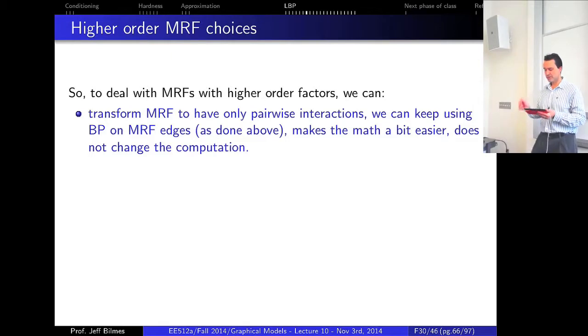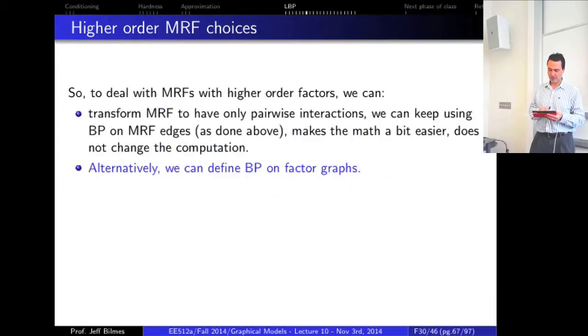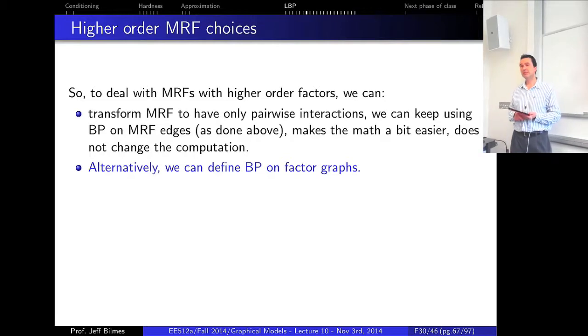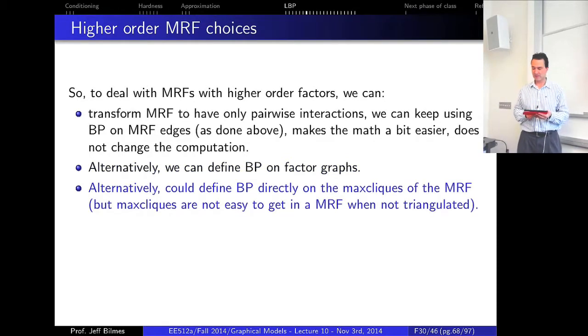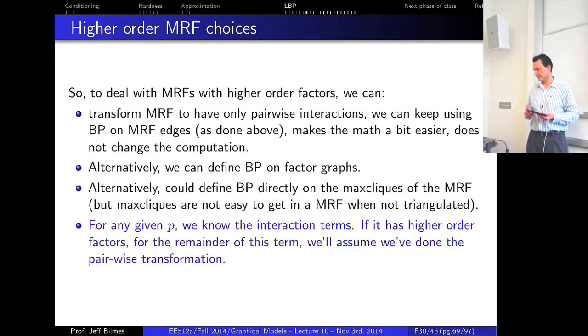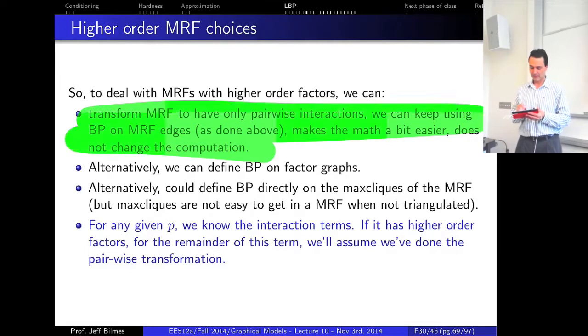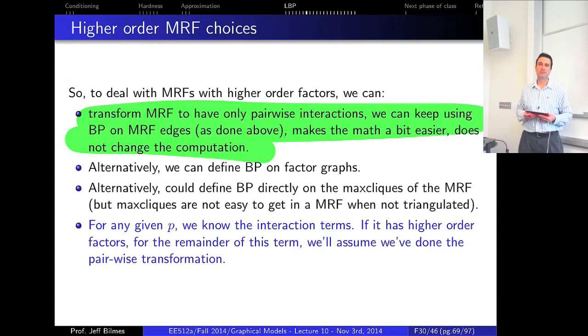There are other options. So to deal with Markov random fields with higher order potentials, we can do this transformation that we just did. Alternatively, we could define belief propagation on factor graphs, like I said, which we're not going to talk about. We could also define belief propagation directly on the max cliques of the Markov random field. Max cliques are in general not easy to get, as you know, because it's an NP-hard problem when the graph is not triangulated. And what we're going to do, like I said, is this one. Okay, so any questions?